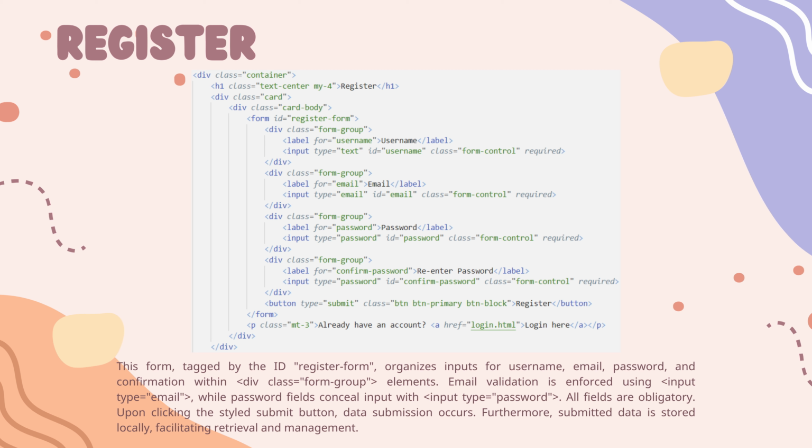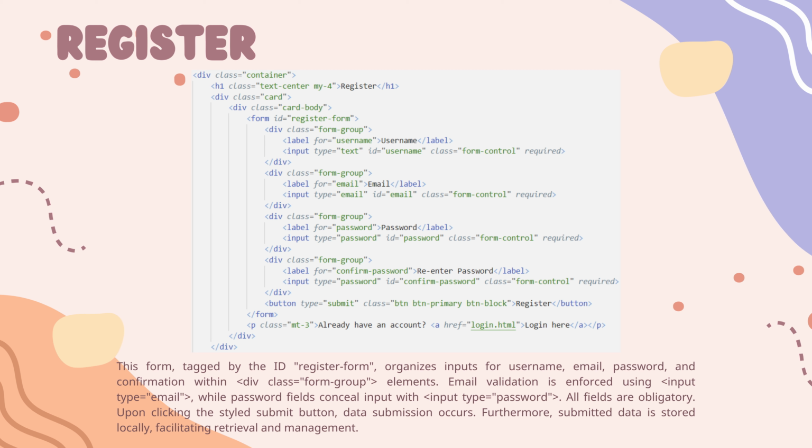Next, we have the confirmation password field. Users re-enter their password here to ensure accuracy. We label it with label for confirm password, re-enter password label. And they input the password using input type password and ID confirm password, and then it is required.